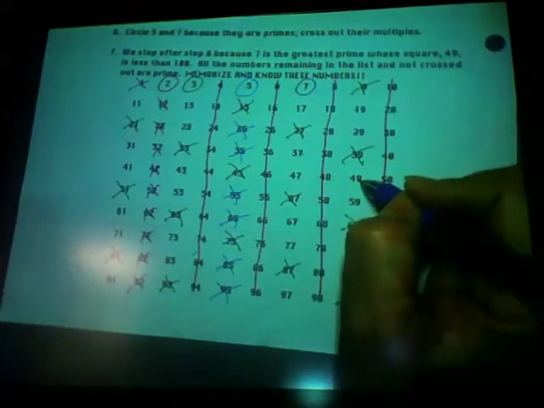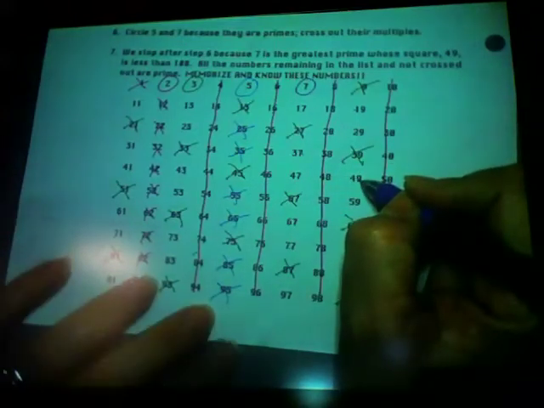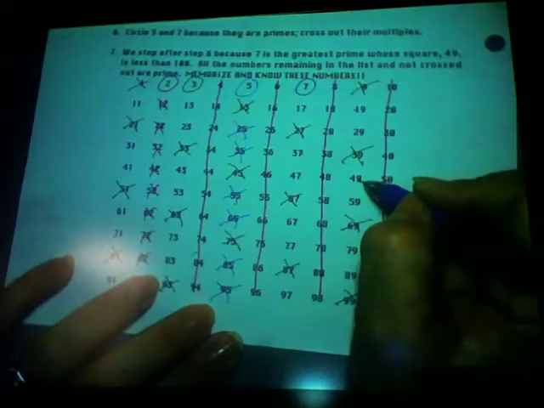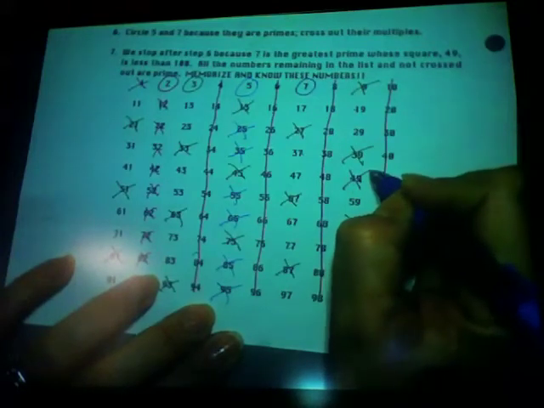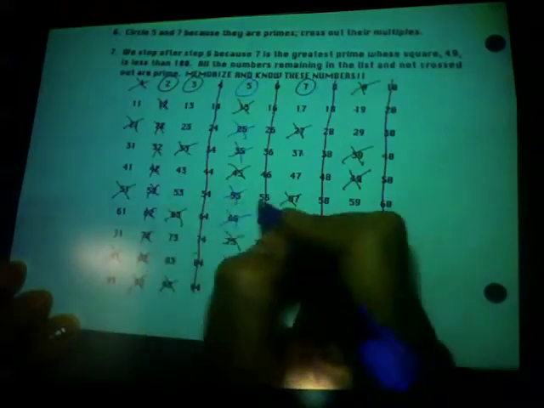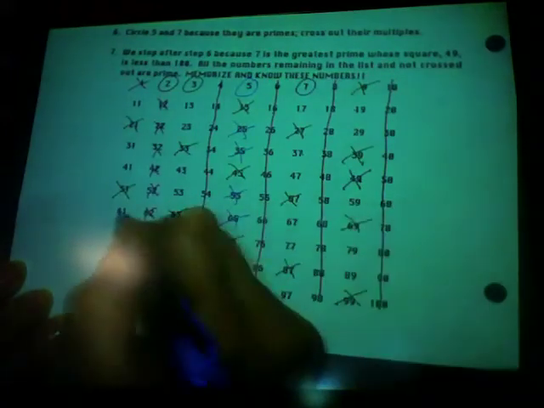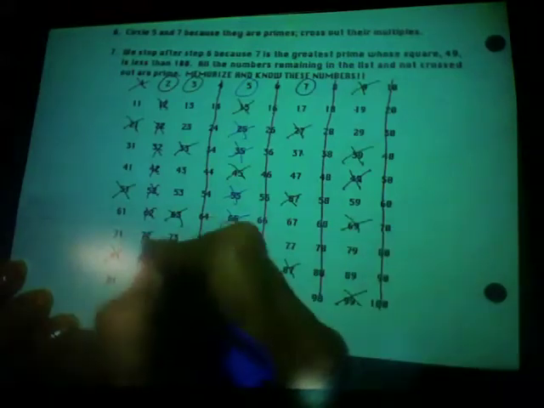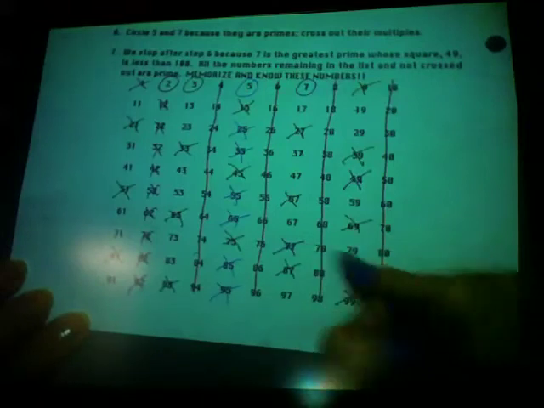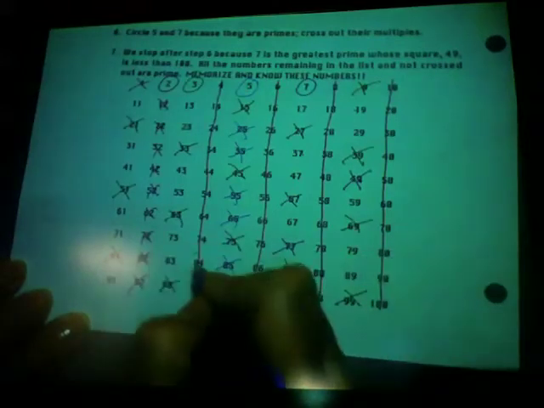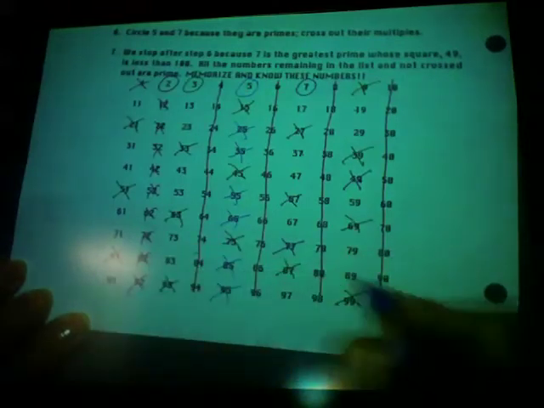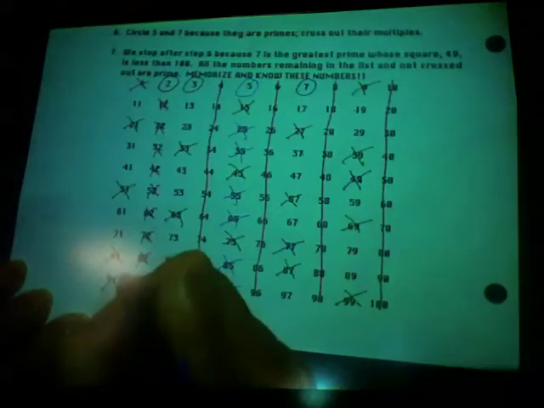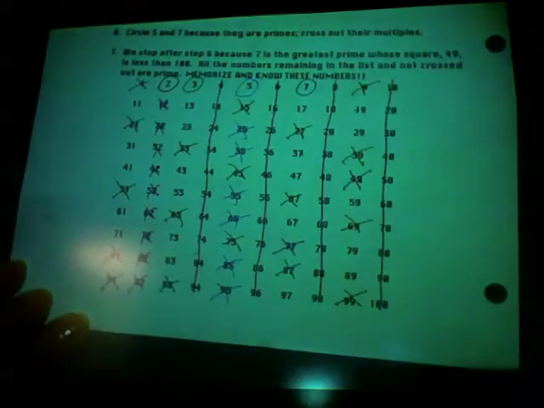The first one that you come to that hasn't been crossed out is 49. That's the first one that hasn't been crossed out. And then 77. And then there's that 91. That's divisible by 7.